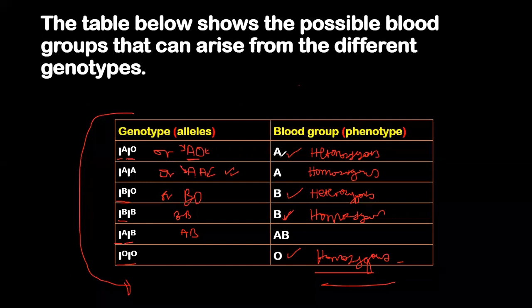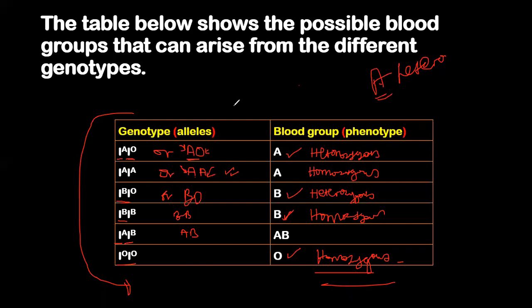But now in this case, it is going to be A heterozygous. If the question says Gabriela is blood group A but heterozygous, then Gabriela is heterozygous for blood group A. It means Gabriela is AO.